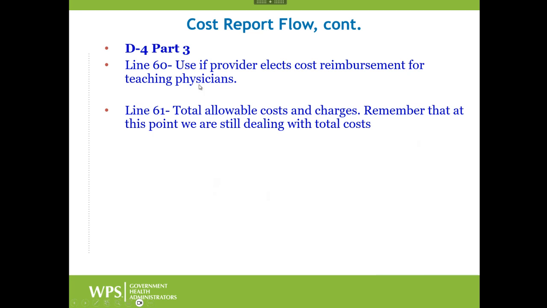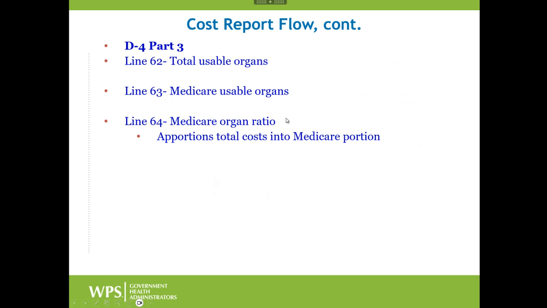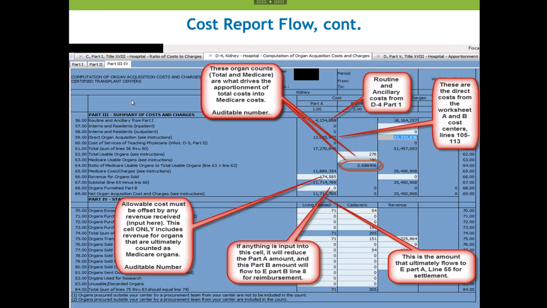Line 60, this is completely separate if the provider elects cost reimbursement for teaching physicians. 61 would be your total allowable costs and charges. We're still dealing with total costs, though. 62, this is where we start to get into the Medicare organ ratio, the very important piece of it. 62 is total usable organs. 63 would be Medicare usable organs. And 64 would be the Medicare organ ratio, the final organ ratio itself. So let's take a look at all of this, how it comes together.